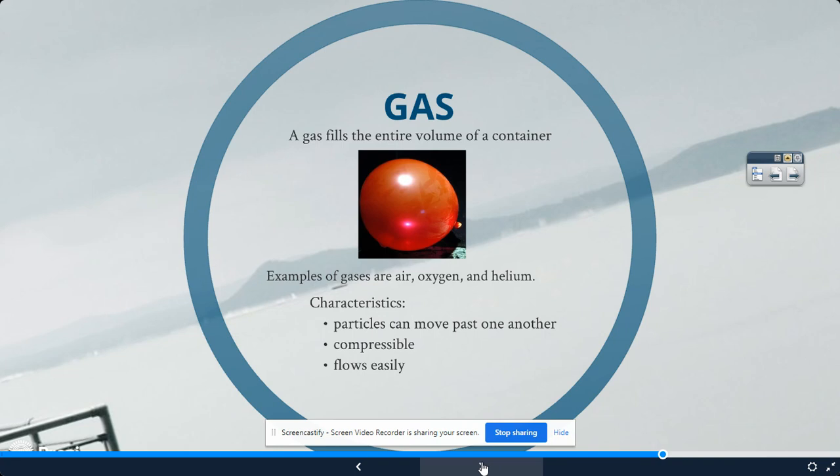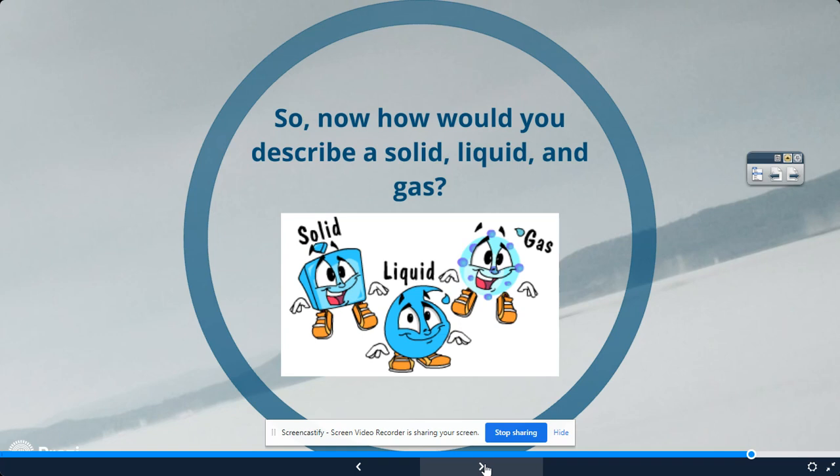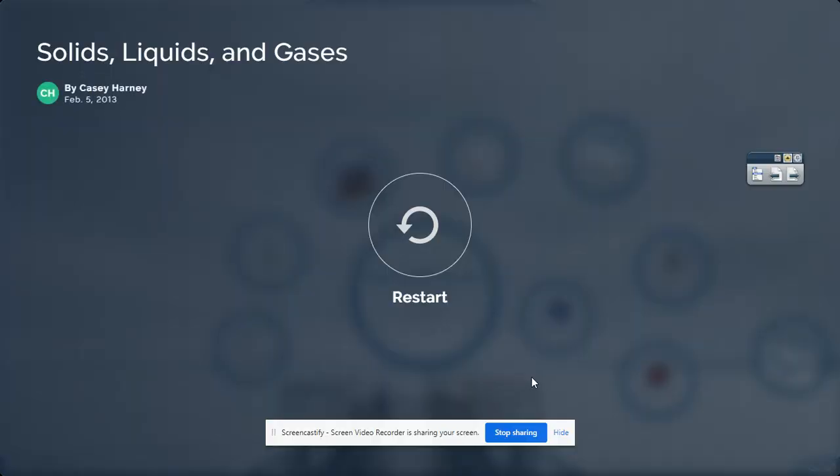So gases fill up the entire volume of a container, just like inside of this balloon. If I blow up a balloon, the gases are going to fill the inside of that balloon, right? Some examples of gases are air, oxygen, and helium. So that's just a couple examples. Characteristics: the particles can move past one another. It's compressible and it flows easily. So now, how would you describe a solid, a liquid, and a gas? And that's just some references from the beginning of this.